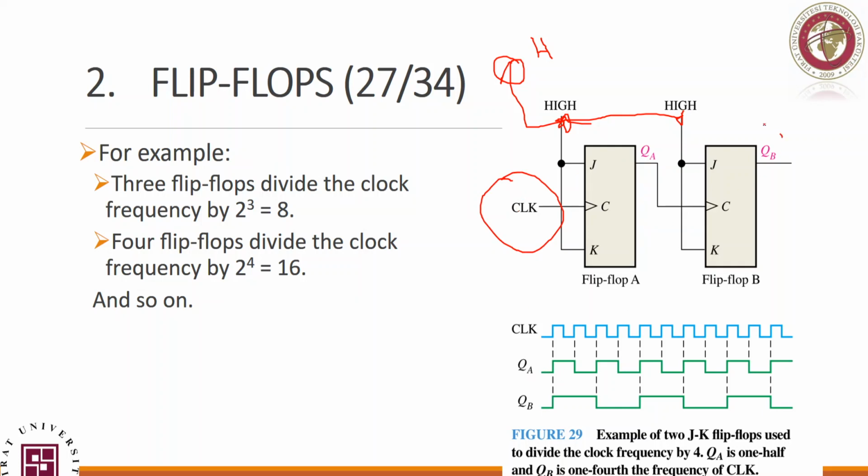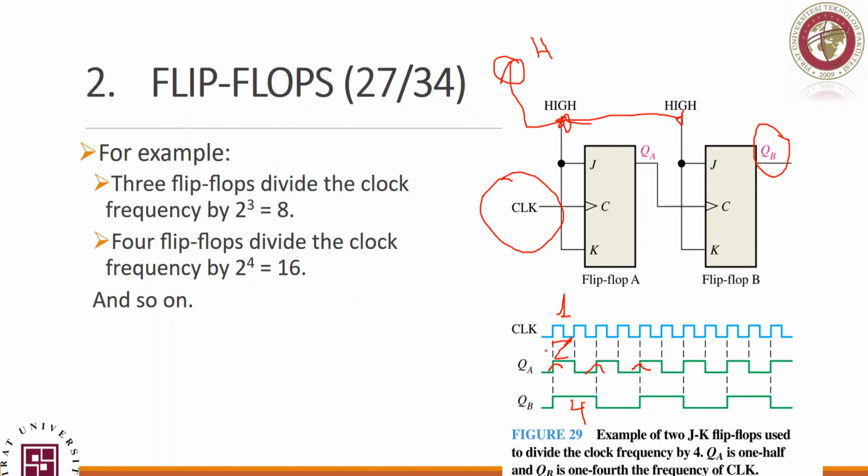Then the next one, QB, is dividing QA by 2. That means expanding the time. Now look, this is the first rising edge. It will be high all the way until the next rising edge, low all the way until the next rising edge, and so on. So if you consider this one 1, this one will be 4. Why? This is 2, this is 4. In terms of time, of course. Okay, look at the time.